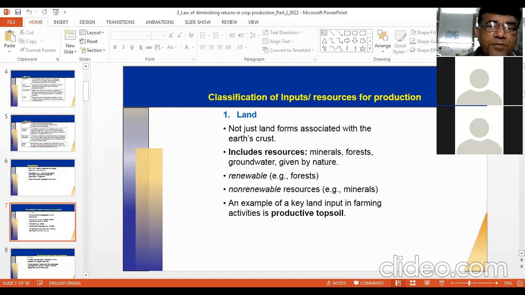If we see the definition of land in economics, an example of a key land input in farming activities is productive topsoil. That is your soil.